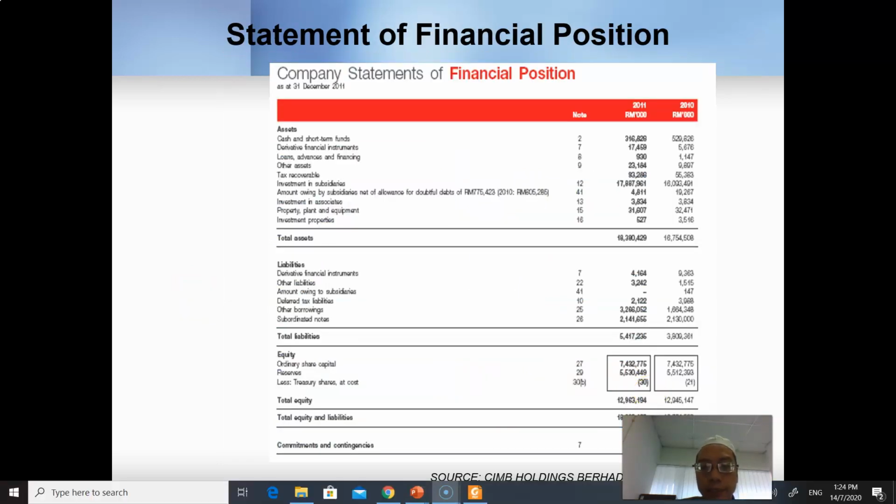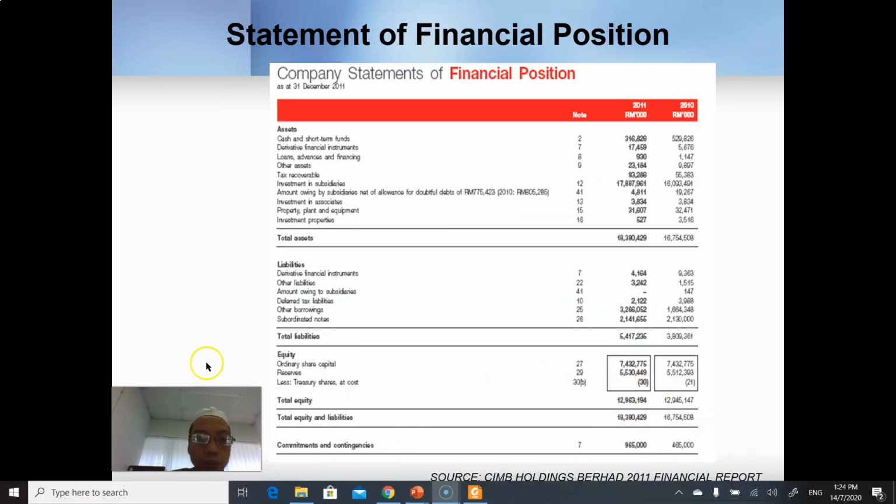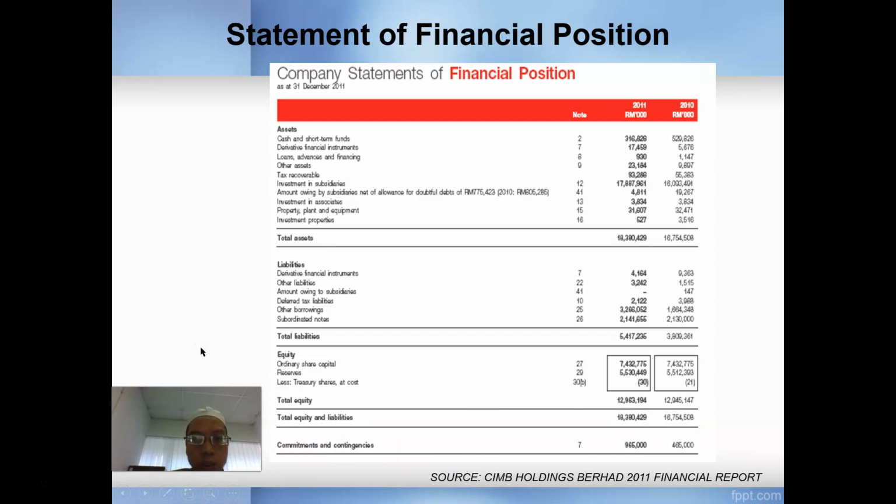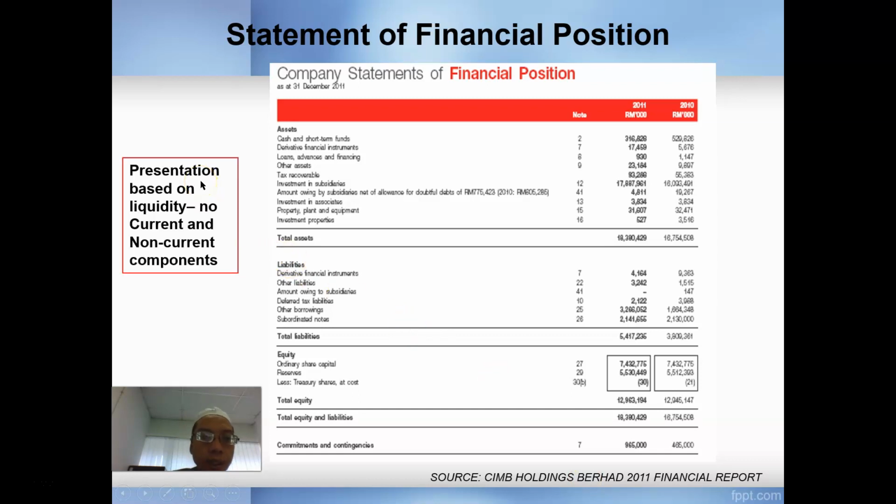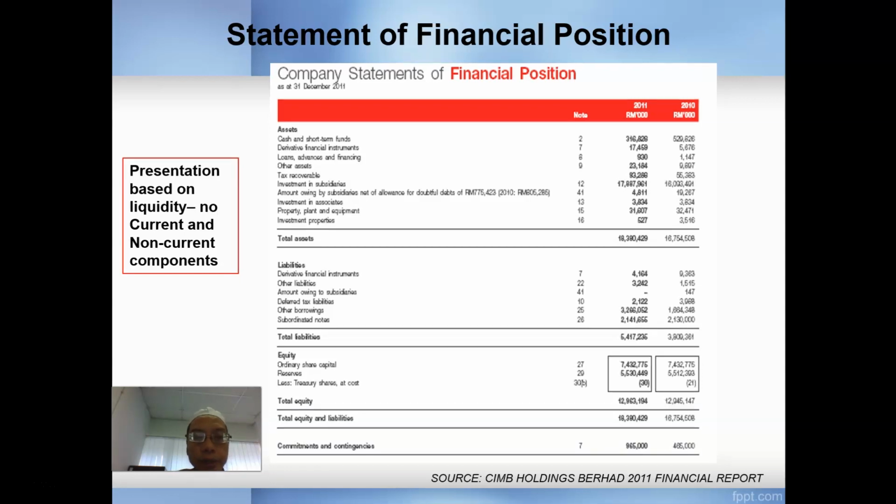This is an example of another company's financial statement of financial position. This is of CIMB Holdings Berhad, another big bank in Malaysia. So in this statement, it presents the assets and liabilities based on the liquidity of the asset or liability, and they are not shown in terms of current or non-current components.